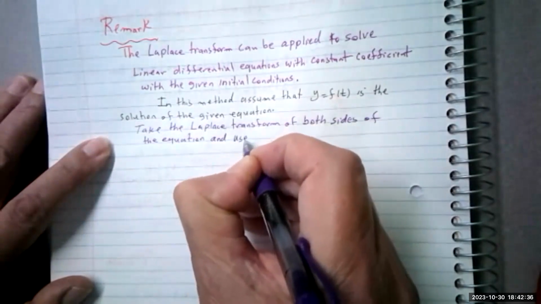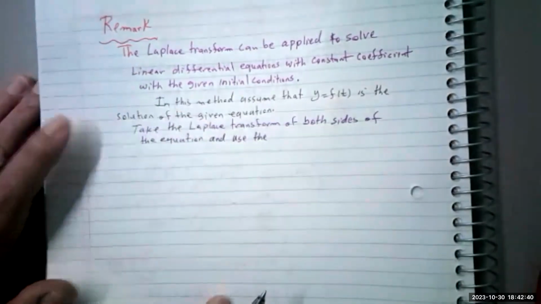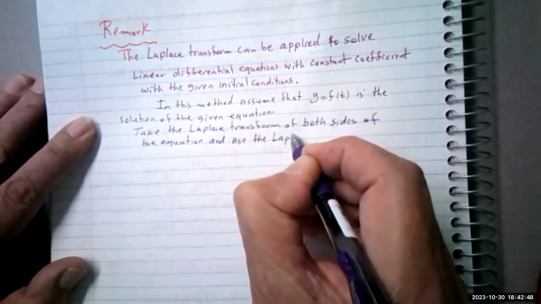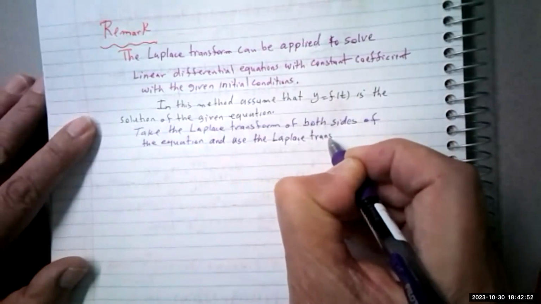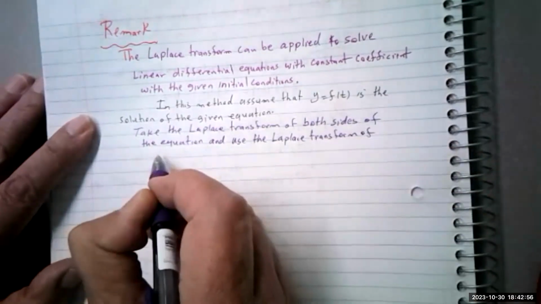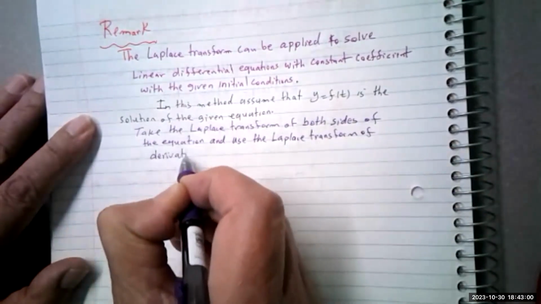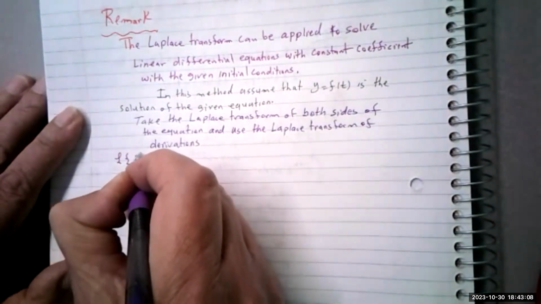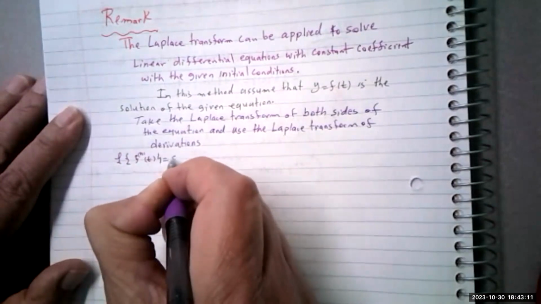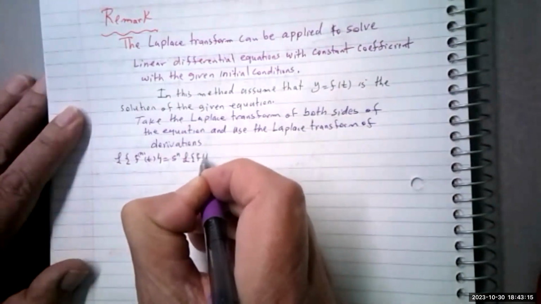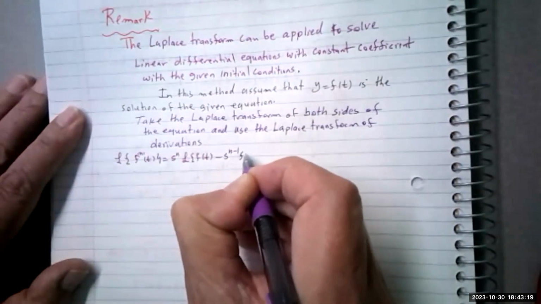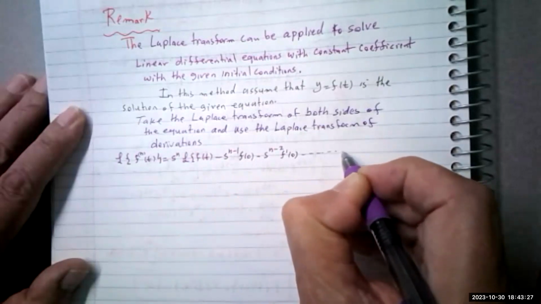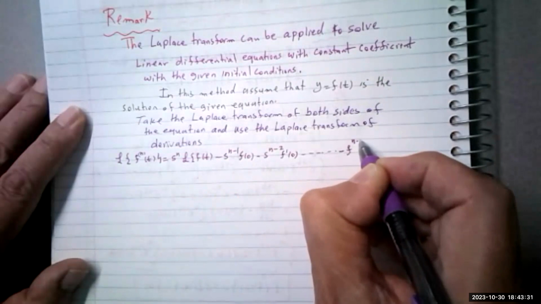and use the previous theorem that we talked about, the Laplace transform of derivatives. This is the one that I talked about. I rewrite it again: the Laplace of f^(n) of t is equal to s to the n Laplace of f of t minus s to the n minus 1 f of 0 minus s to the n minus 2 f prime of 0, just going up to minus f to the n minus 1 at 0.